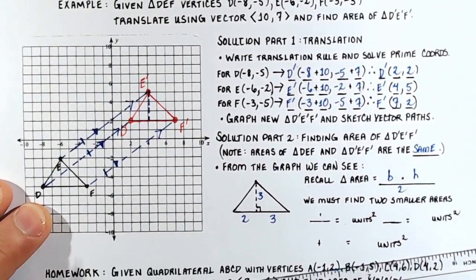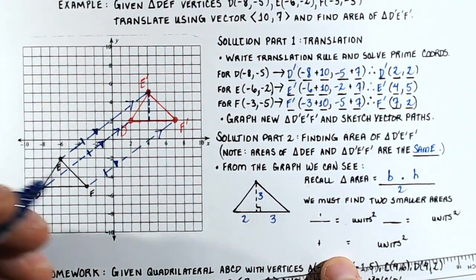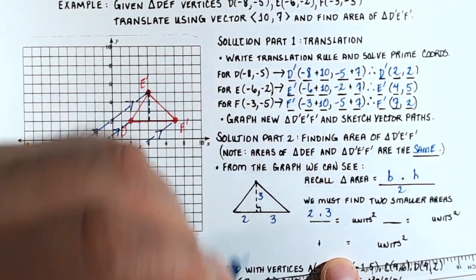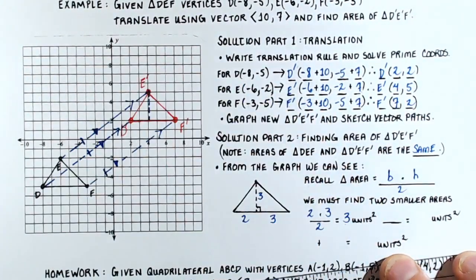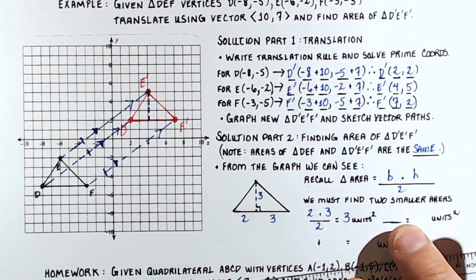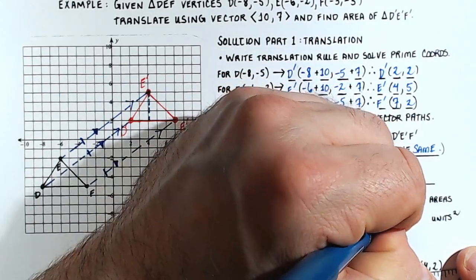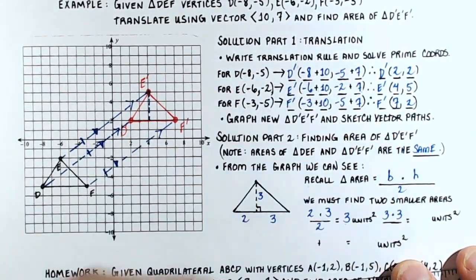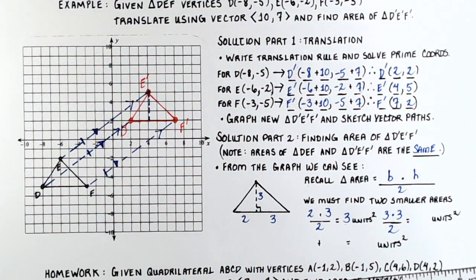So here are my two smaller areas. We'll first find the area of this little triangle here. That's 2 times 3 over 2. Base times height divided by 2. And that would equal 3 units squared, right? The second triangle area would be 3 times 3 divided by 2. And that would equal 9 over 2 units squared, and 9 divided by 2 is 4.5.